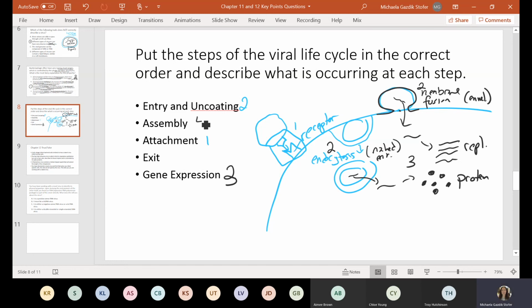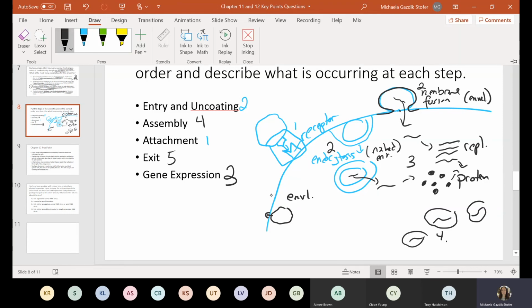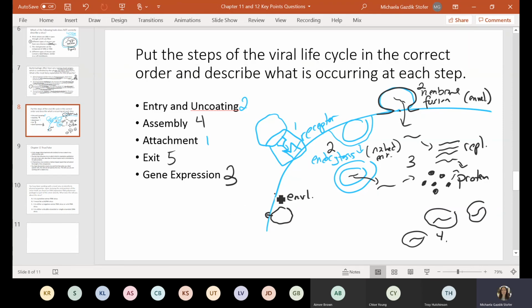The next step is going to be assembly, where these proteins and the nucleic acids have to come together, so we actually build our viruses. And then the last step is exit, and that can again happen in one of two ways. So if this is an enveloped virus, that virion is going to come over here and it's going to push against the cell membrane. So what will happen is that membrane starts to kind of push out.